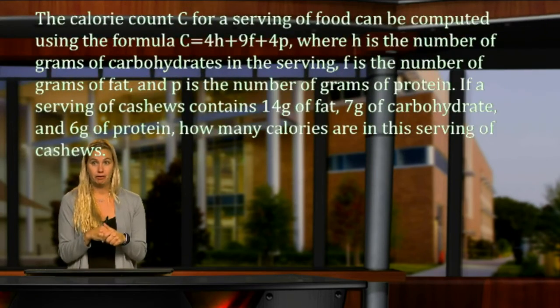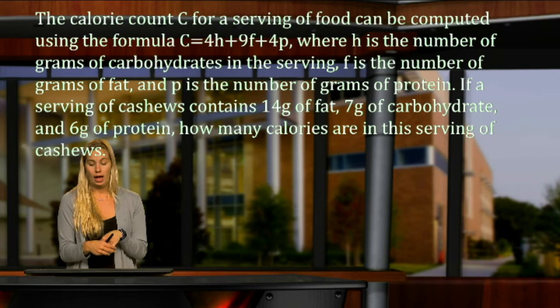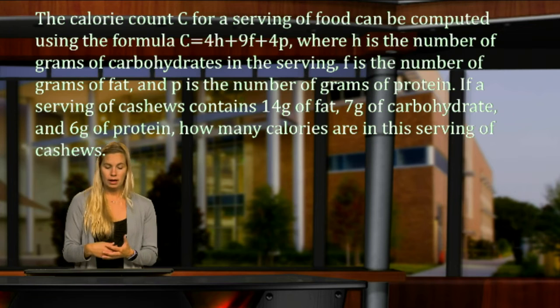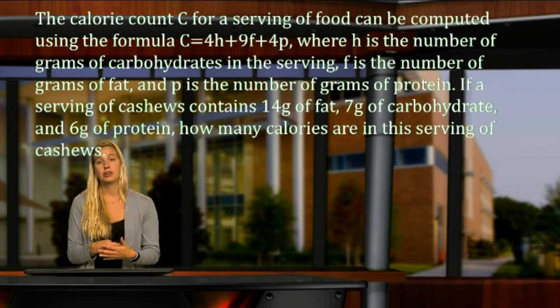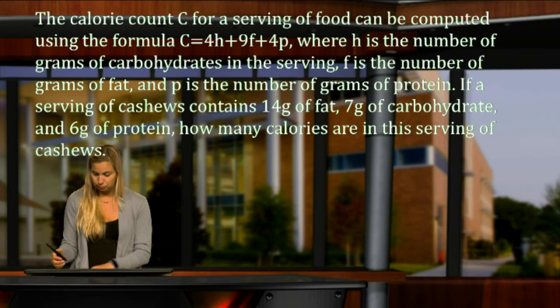Can be computed using the following formula. C equals 4H plus 9F plus 4P, where H is the number of grams of carbohydrates in the serving, F is the number of grams of fat per serving, and P is the number of grams of protein. If a serving of cashews has 14 grams of fat, 7 grams of carbohydrate, and 6 grams of protein, how many calories are in this serving of cashews?